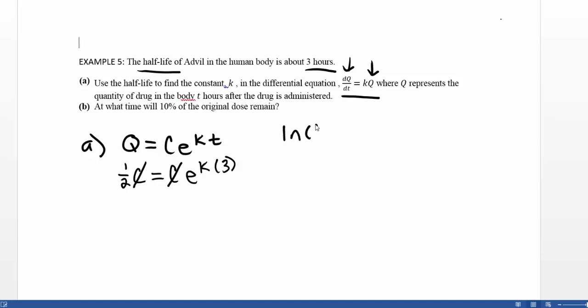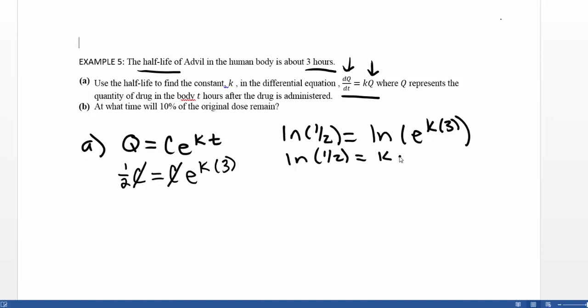So if I take the natural log of both sides, I get natural log of 1/2 equals the natural log of e^(k times 3). When you take the natural log of something with a power, the power will come down in front. So natural log of 1/2 equals k times 3 times the natural log of e. We know that the natural log of e is 1. So that tells me that k equals the natural log of 1/2 divided by 3.